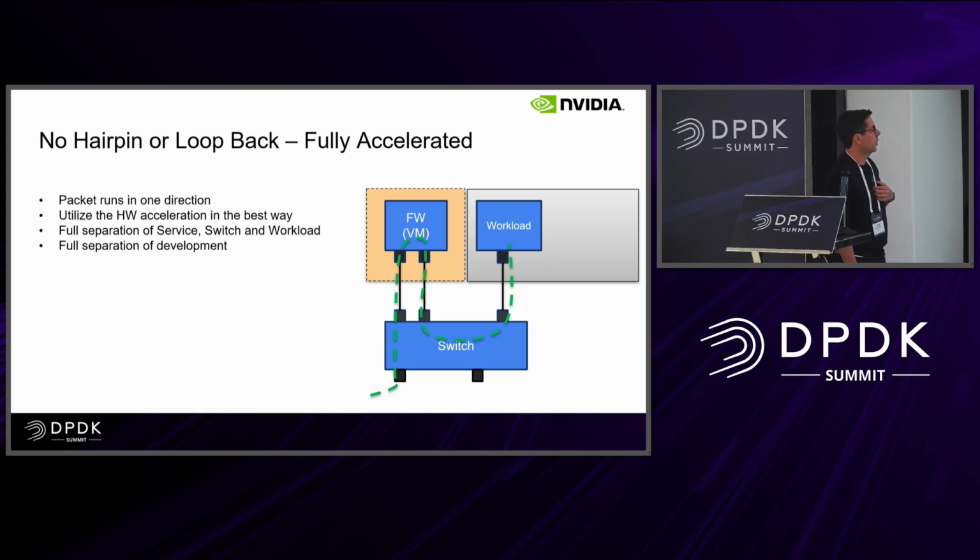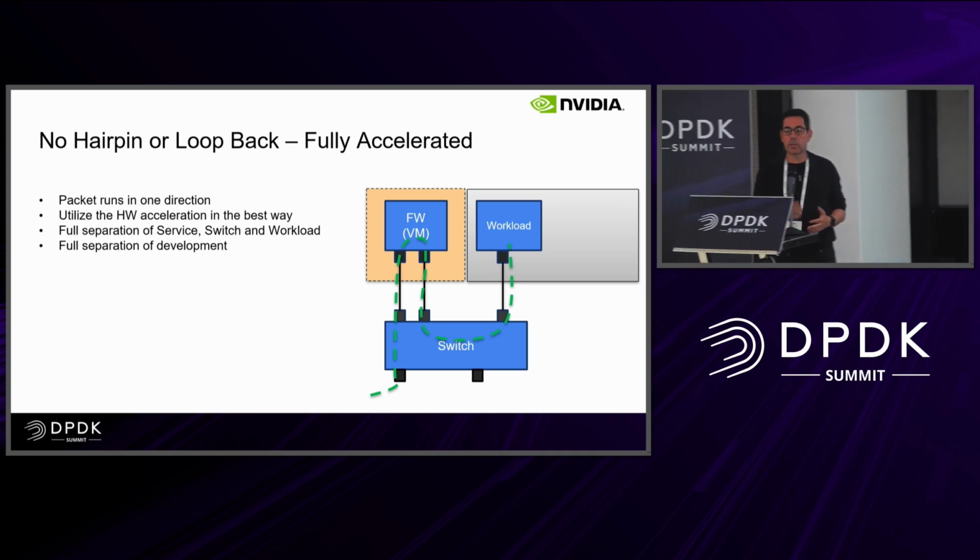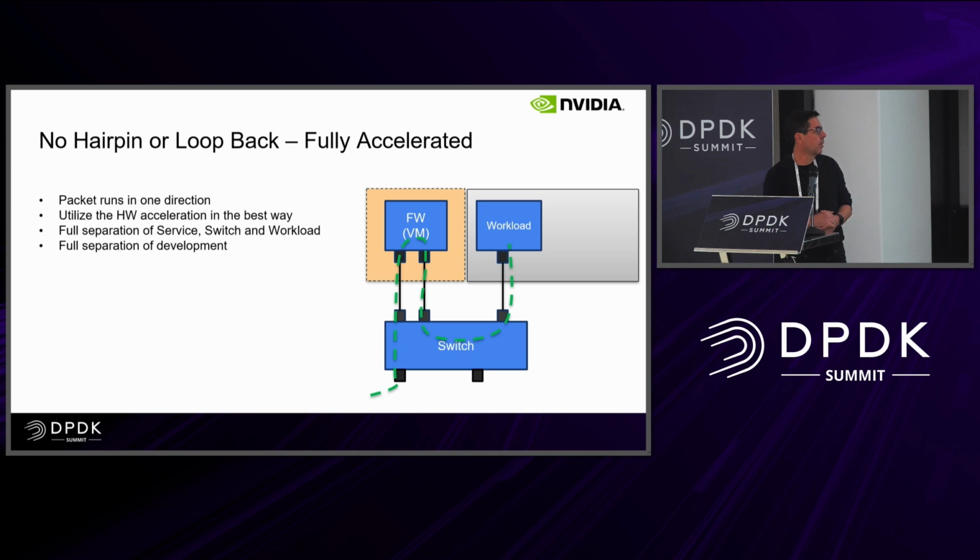Okay, so this is a result. We did more or less the same. We just eliminated the 2 points of the loopback and hairpin, and this makes the hardware work much better because you schedule the packet once. It's a one-direction runtime. It's easier to, let's say, predict performance, less jitter, less latency, work better. And there's the full separation between the workloads.